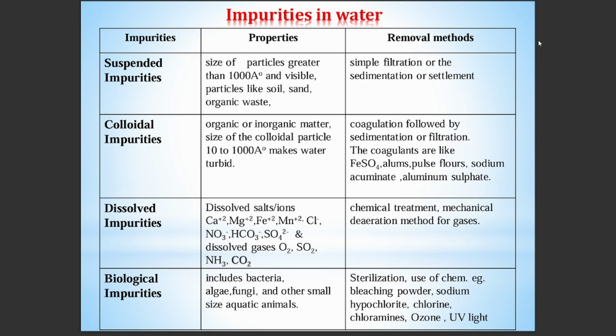These dissolved impurities from the water can be removed by using chemical treatments and the mechanical deaeration method for the removal of dissolved gases, and we make the water free from dissolved impurities. The last impurity is the biological impurities. It includes bacteria, algae, fungi, and other small-sized aquatic animals, which cause the biological impurity.